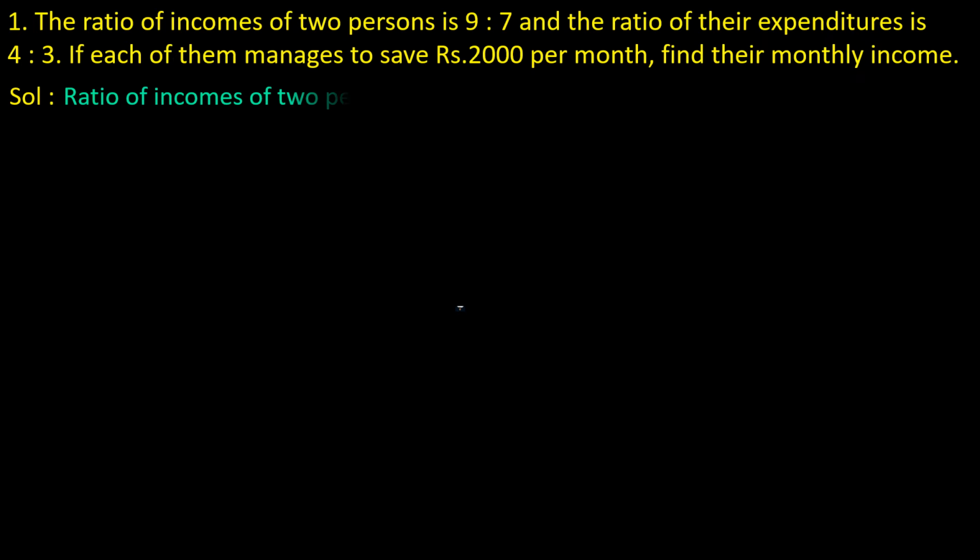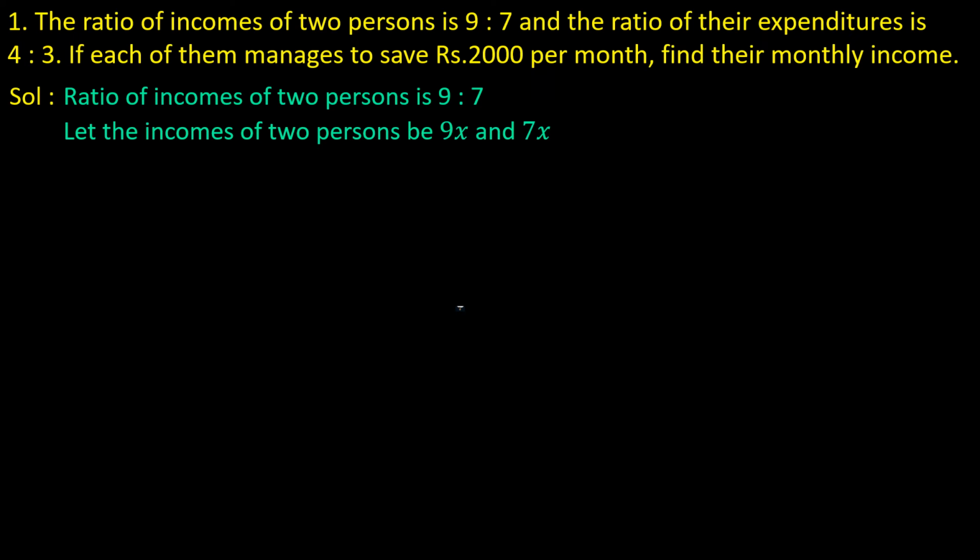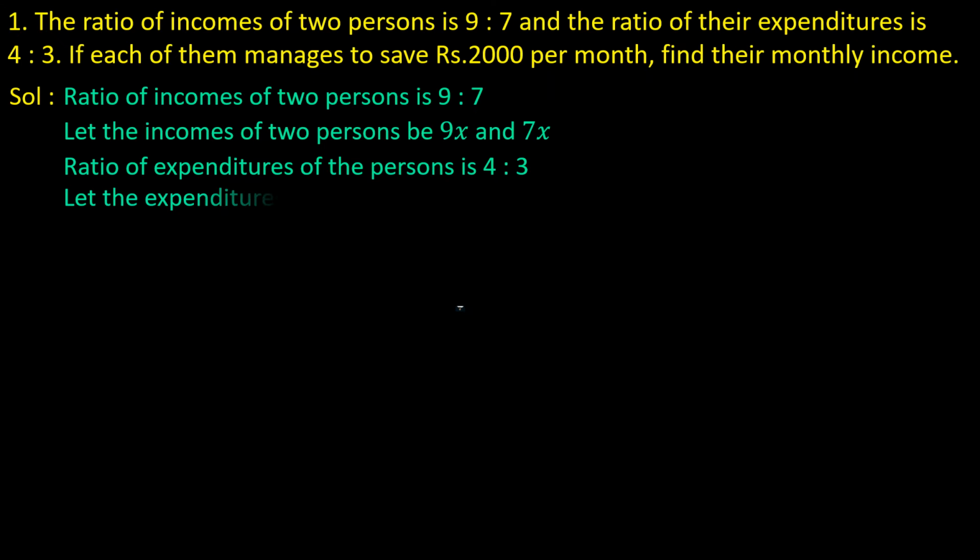The ratio of incomes of two persons is 9:7, and as the terms of the ratio are 9 and 7, we can take them as 9x and 7x. That is, let the incomes of the two persons be 9x and 7x. Also given that the ratio of their expenditures is 4:3, so we can take the expenditures of the two persons as 4y and 3y.